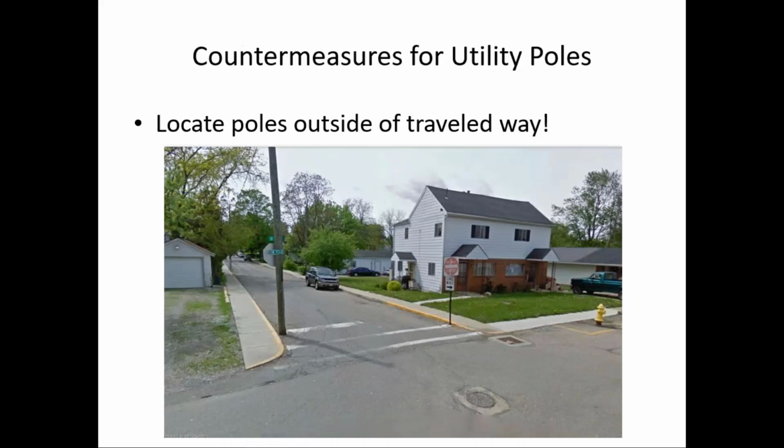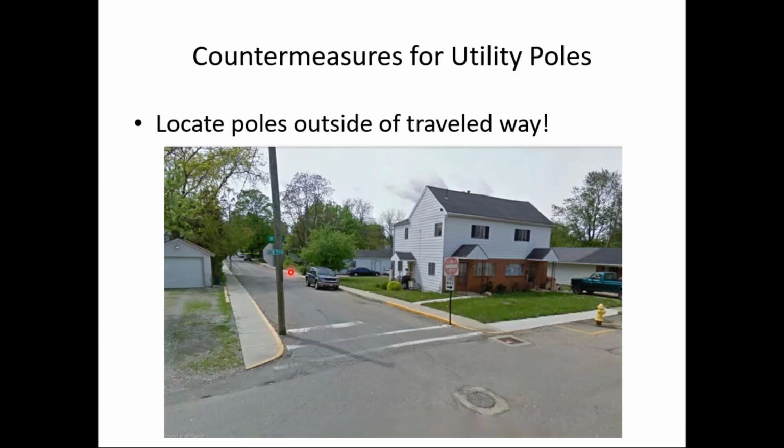Another countermeasure for utility poles is location. And certainly they should be outside the traveled way. But as I go around the country, it's not unusual in municipalities to see this. In fact, I think we have a couple here in Morgantown where I live, where the pole is actually in the street, in the traveled way, in front of the curb.